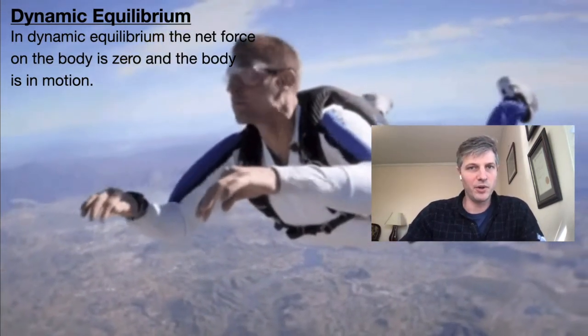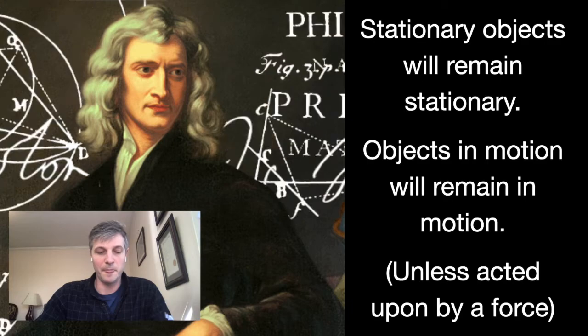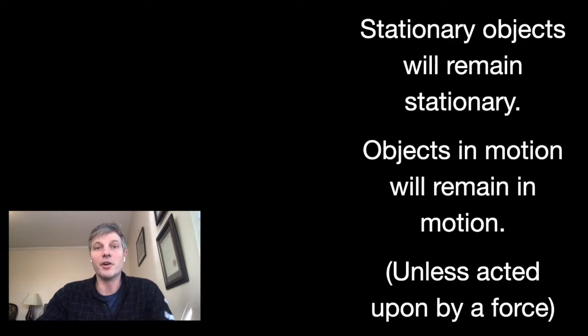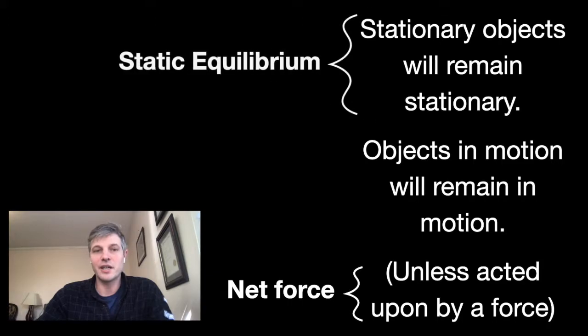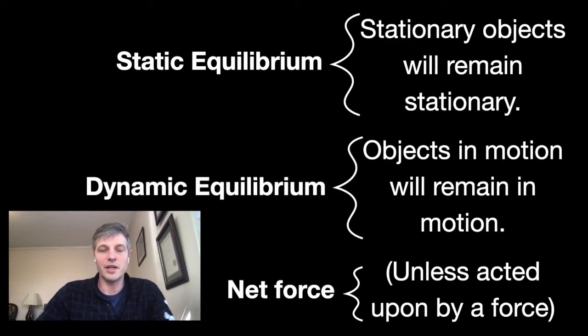Now, this might remind you of Newton's first law, which we saw on the previous slide, and it's no coincidence. The third component of the law says unless acted upon by a force, well, guess what? That's our net force. When objects remain stationary, they are in static equilibrium. All the forces balance each other out, or there are no forces acting on it. When the object's in motion and it remains in motion, it's in dynamic equilibrium. All the forces are balanced, so the net force is zero.